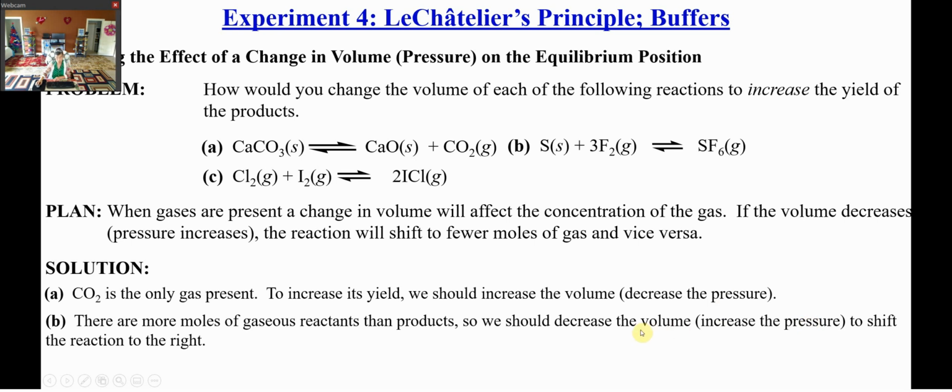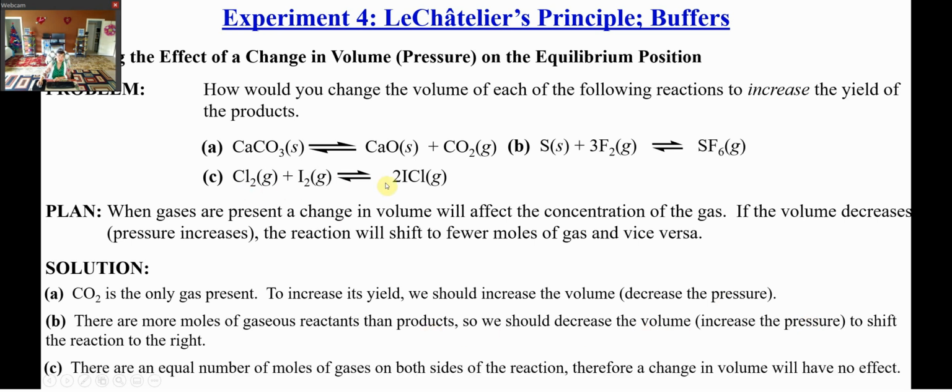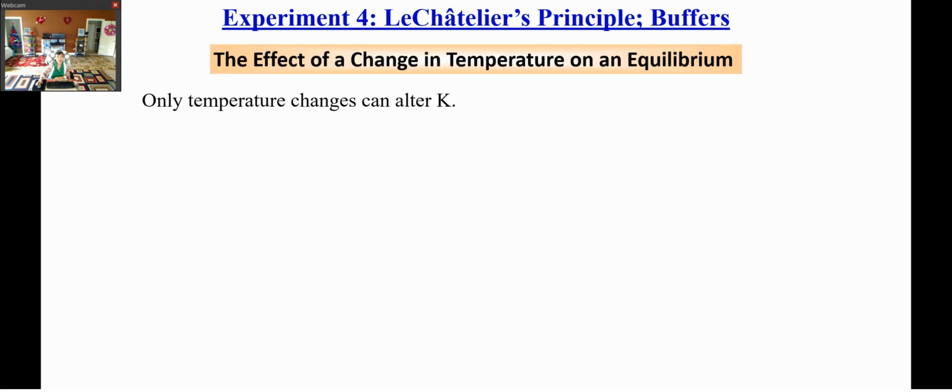The very last one, because the reactants and products have equal moles, the volume or pressure change will affect both sides equally. Therefore, no net change in terms of the product yield, no matter if you change the volume or pressure. For the last one, this C, there's no product yield change.